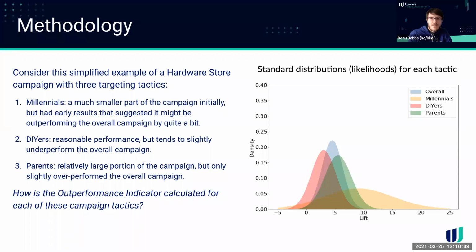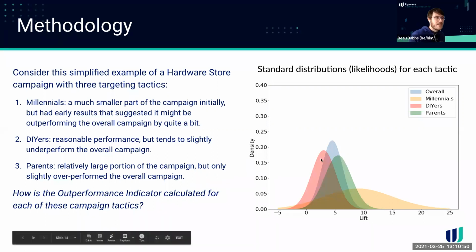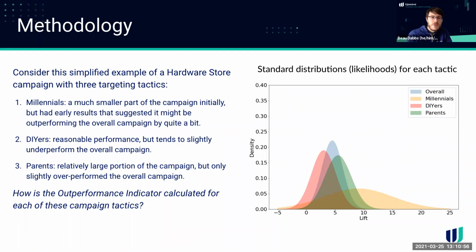And then the second tactic is DIYers, who have a reasonable performance, but are slightly underperforming their overall campaign average. That's the red one. And then finally, we have a parents tactic with a larger portion of the campaign, but only slightly outperforming the overall.